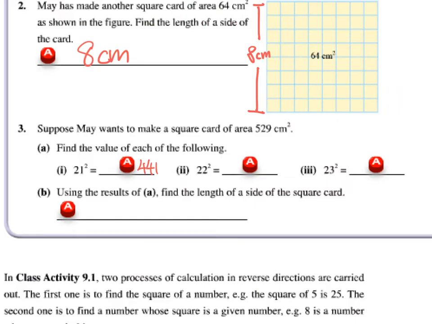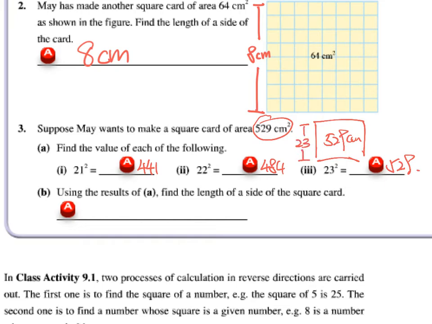When you keep on doing it, you can try 21 square is 441, 22 square is 484, 23 square is 529. So when we ask what number times itself gives the area 529 cm square, you will know that the number is 23 cm.